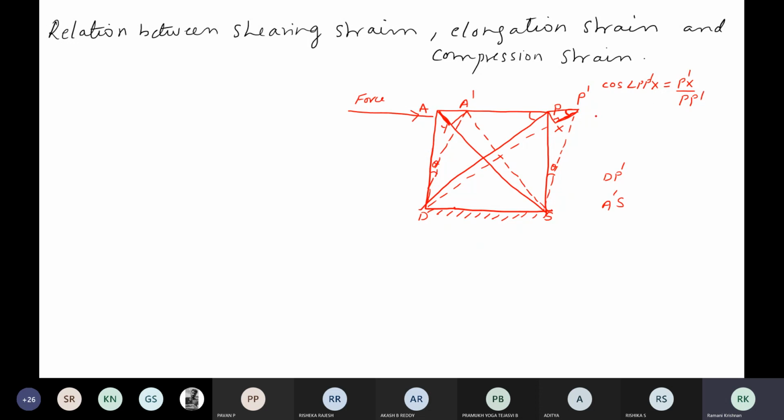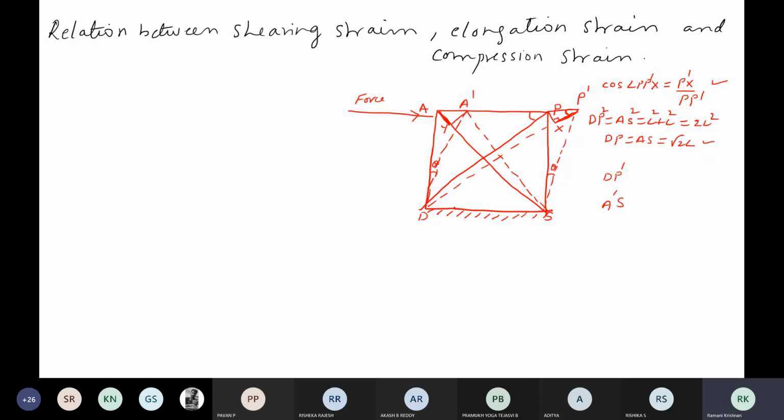Then what I said also, DP square, which is equal to AS square, is equal to L square plus L square, so this is 2L square. So what is DP, which is equal to AS? It is root 2 L. So these are the things we are going to use. These things we have seen.